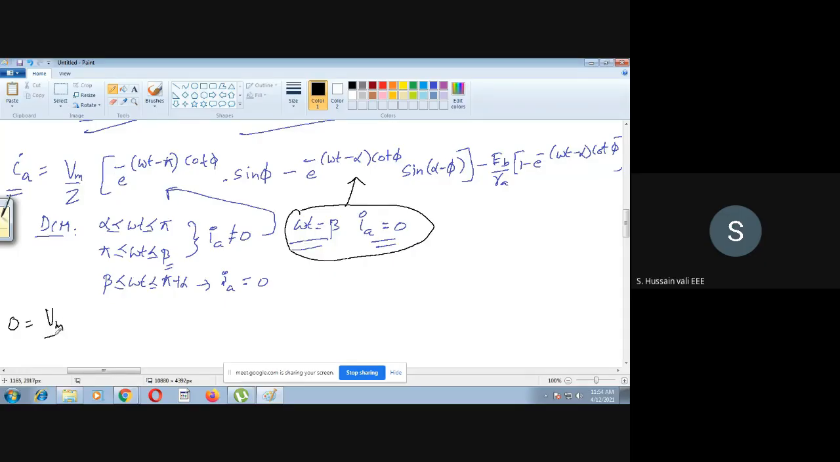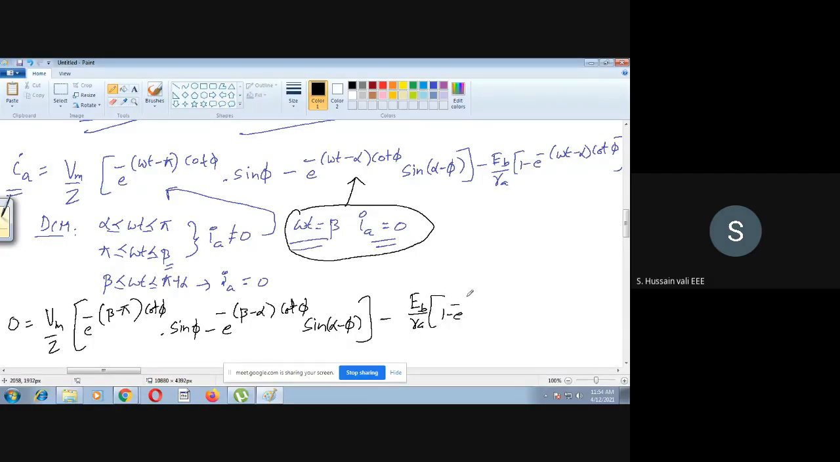Then in that case, Vm by Z e power minus beta minus pi, because I am substituting omega t is equal to beta, then into cot pi into sin pi minus e power beta minus alpha into cot pi sin alpha minus pi, minus EB by RA into 1 minus e power beta minus alpha into cot pi. So this is the expression when we substitute this condition in this.